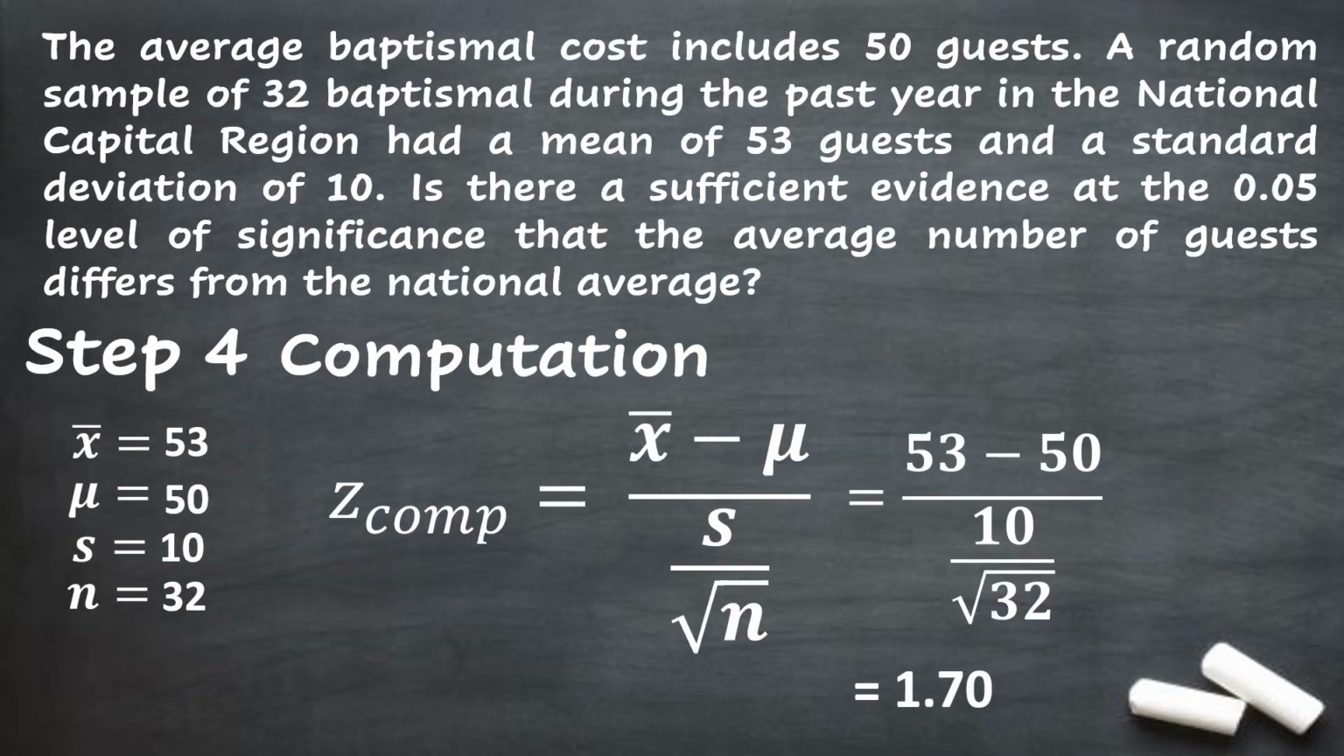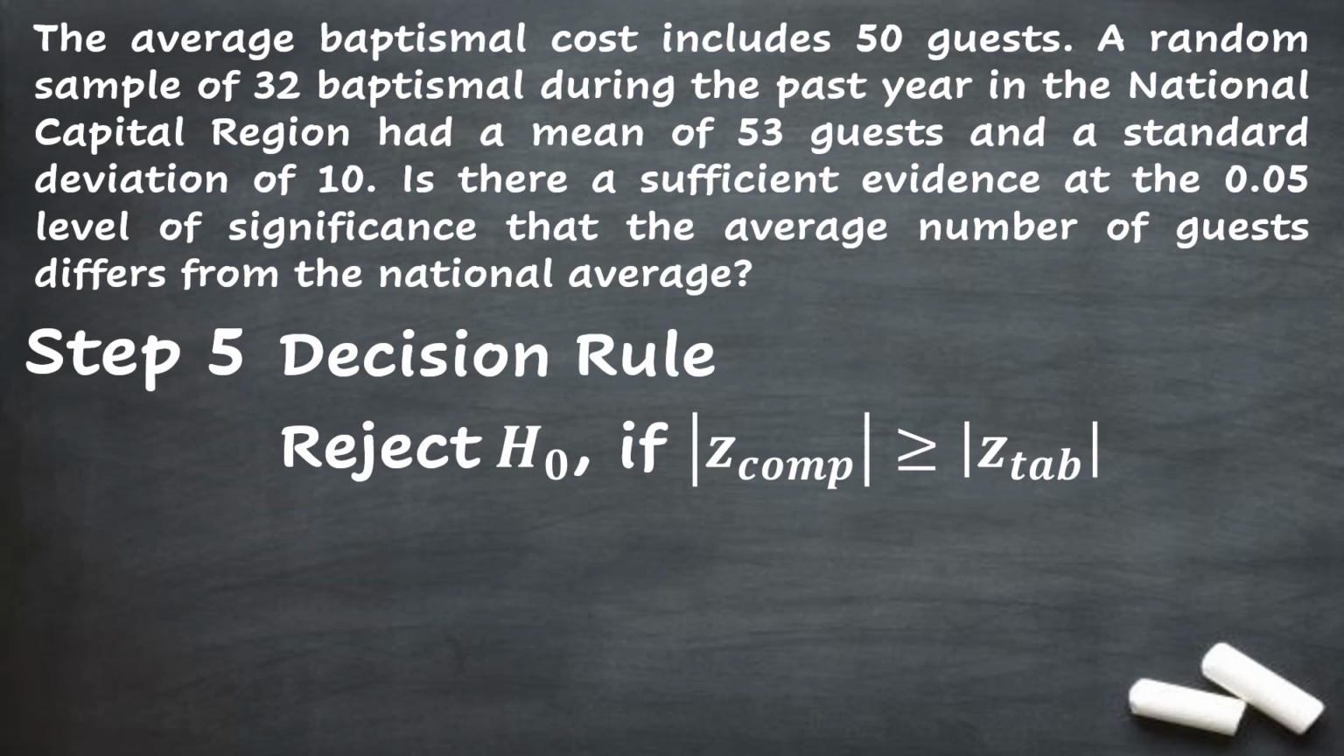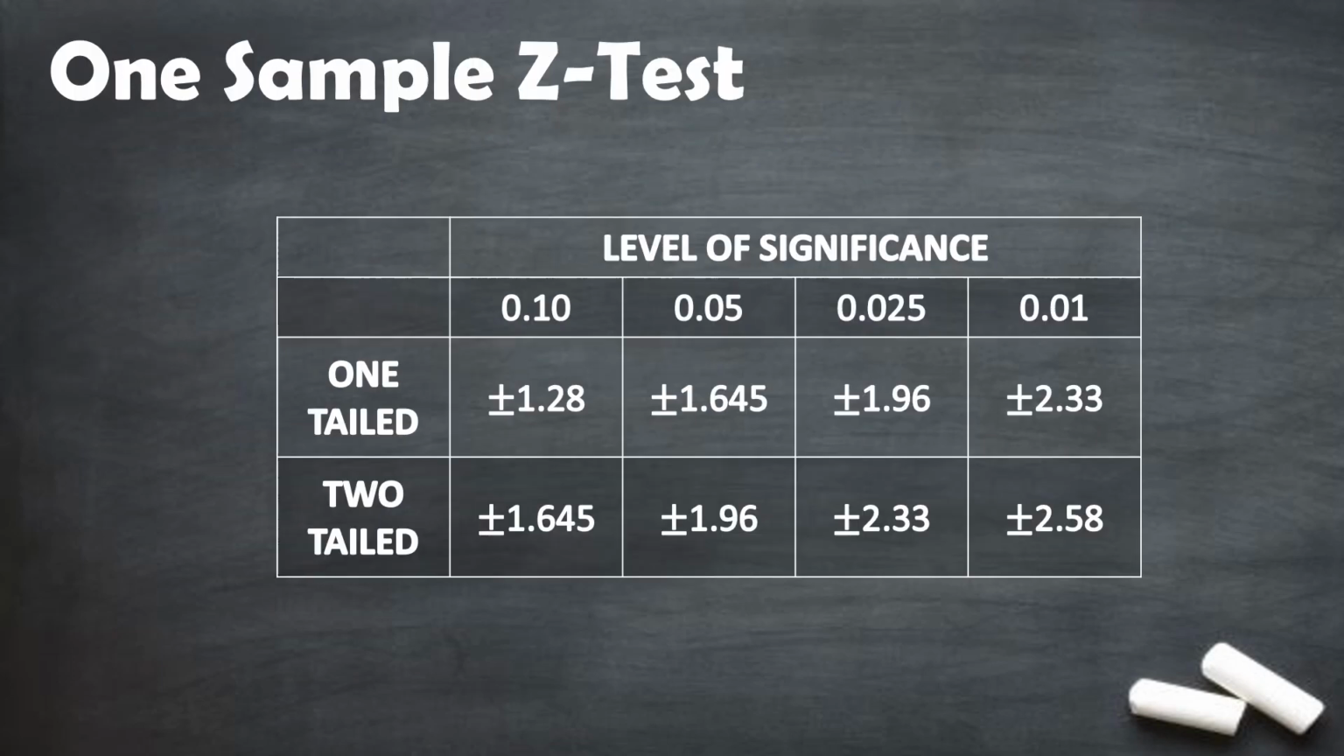Rounding off to two decimal places, we will have the z computed as 1.70. Again, the values for z computed should be rounded off into two decimal places. Step 5 is the decision rule. Again, the decision rule for all the problems under one sample z-test will be reject null hypothesis if the absolute value of z computed is greater than the absolute value of z tabular. So, since we already computed for the z computed, we now have to identify the z tabular for this given problem. Using this table again, we will now identify the z tabular.